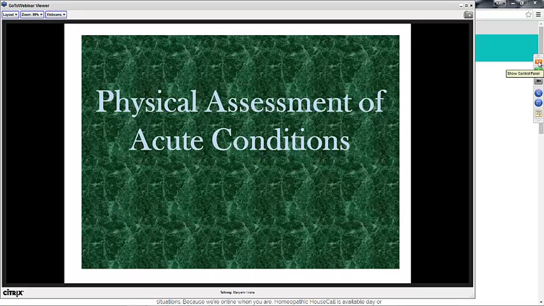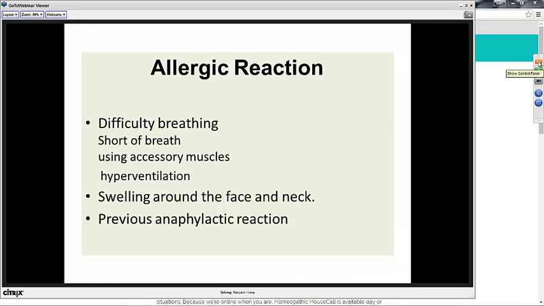So let's start. So allergic reaction. And actually, I'm going to go through each condition, and then I'm going to ask if there are questions, and I want people to participate, please, because I want to answer questions, because this is very important. So with an allergic reaction, difficulty breathing and shortness of breath, and use of accessory muscles, and hyperventilation are all conditions where you should start to think about getting some help. Swelling around the neck and face, and any previous anaphylactic reaction.